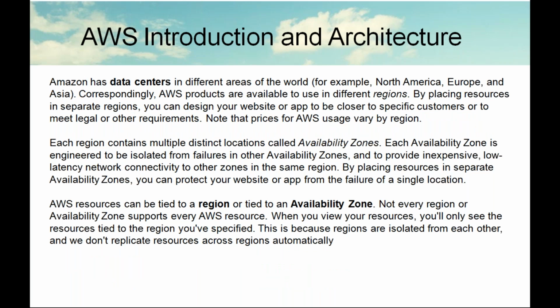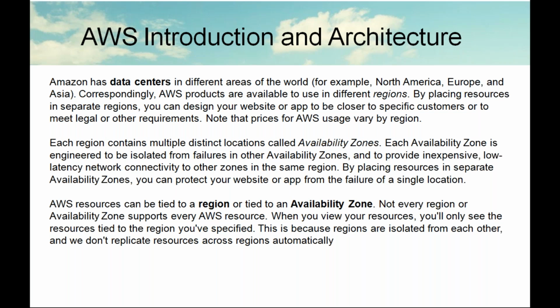Amazon has data centers in different areas of the world. For example, North America, Europe, and Asia. Correspondingly, AWS products are available to use in different regions. By placing resources in separate regions, you can design your website or application to be closer to specific customers or to meet legal or other requirements. Note that prices of AWS uses vary by region. So depending upon the region also the prices will change.